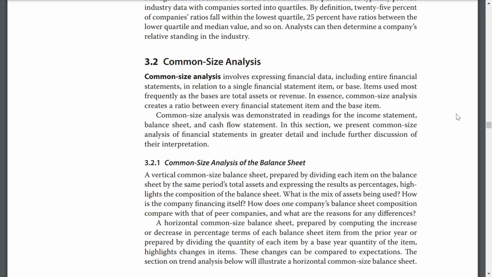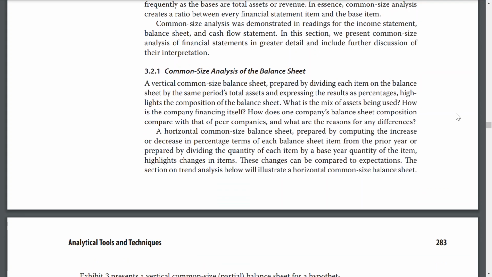In this section, we present common size analysis of financial statements in greater detail and include further discussion of their interpretation. Common size analysis of the balance sheet. A vertical common size balance sheet, prepared by dividing each item on the balance sheet by the same period's total assets and expressing the result as a percentage, highlights the composition of the balance sheet. What is the mix of assets being used? How is the company financing itself? How does one company's balance sheet composition compare with that of peer companies? What are the reasons for any differences?